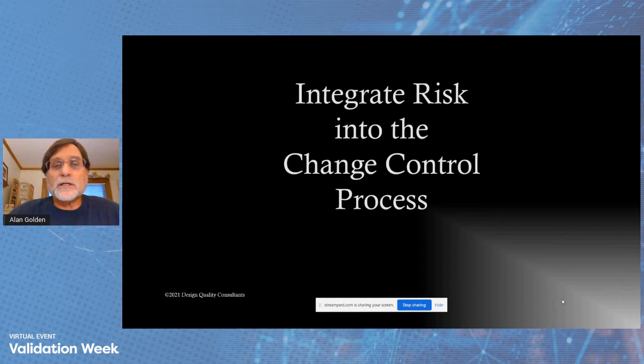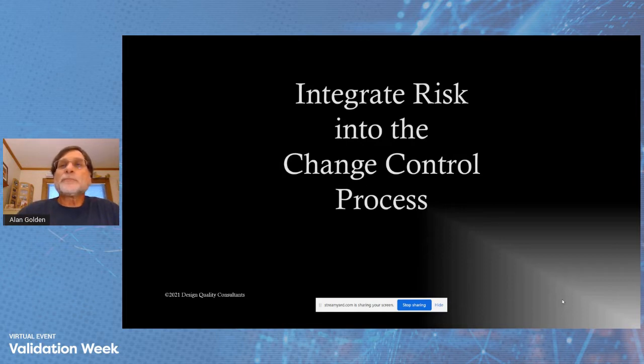So the last position I held in industry, I managed QA for on-market support and operations, where your life is change control. Something happens in the factory, you get an investigation or a CAPA, and you end up having to change something. Something happens in the field, you need to change something. And this is what I literally lived with for the last 15 years of my career. So we came up with some, I think, very unique ways of integrating risk into the change control process. And I'd like to share with you some of those techniques.